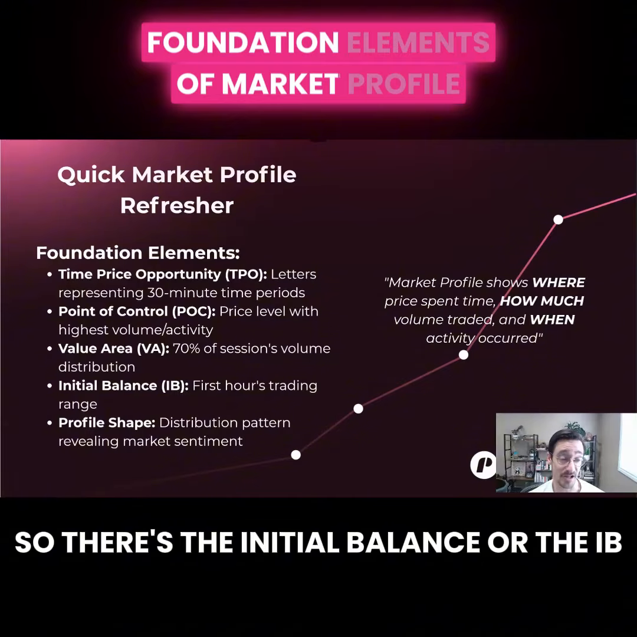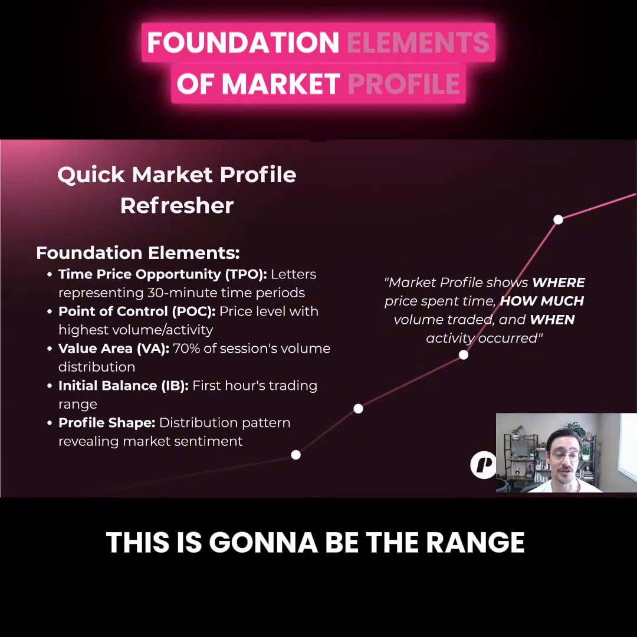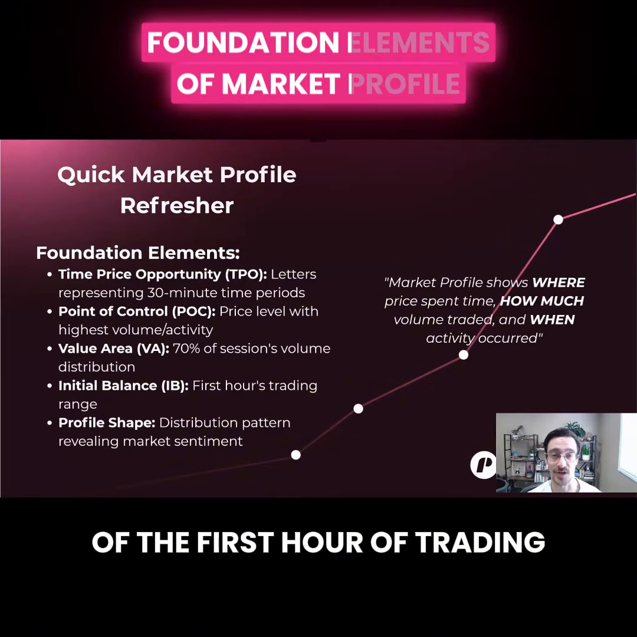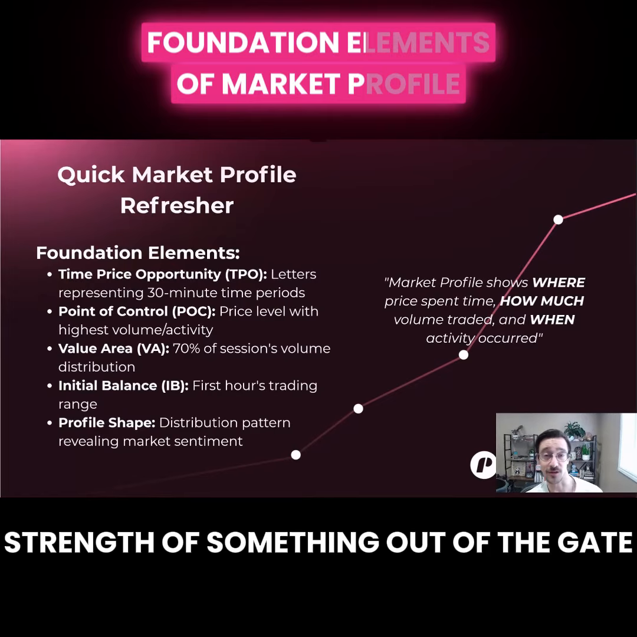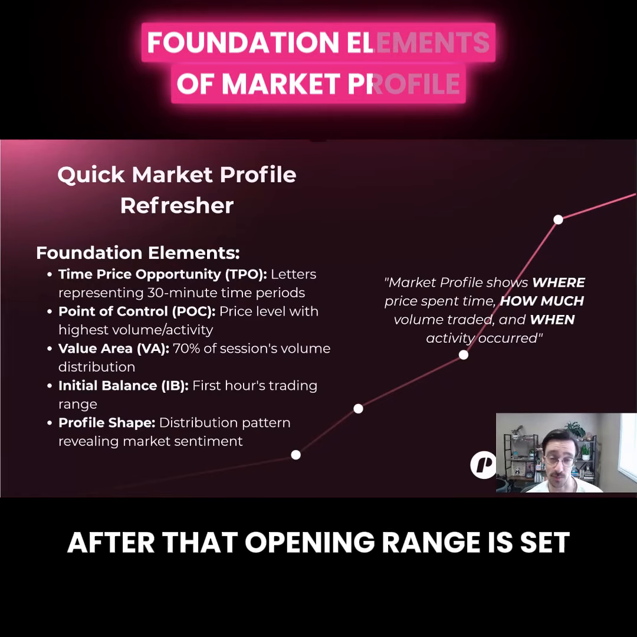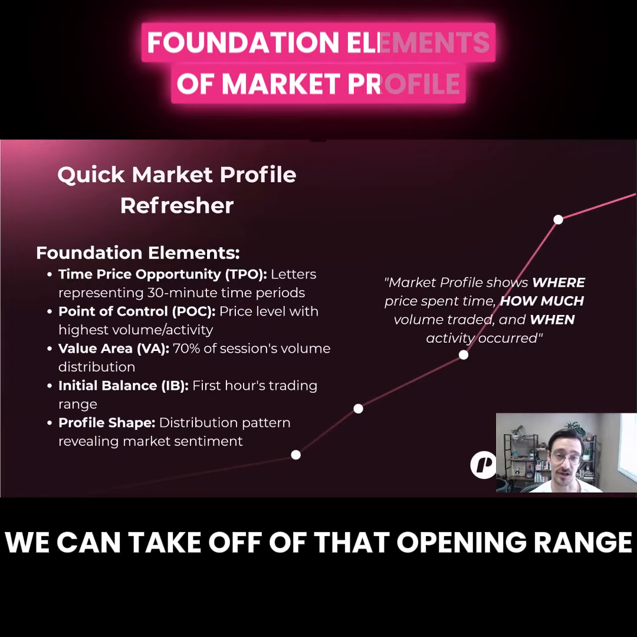So there's the initial balance, or the IB. This is going to be the range of the first hour of trading. And this is going to be very useful for gauging the relative strength of something out of the gate and gauging what it's going to do after that opening range is set. So there are lots of trades we can take off of that opening range.